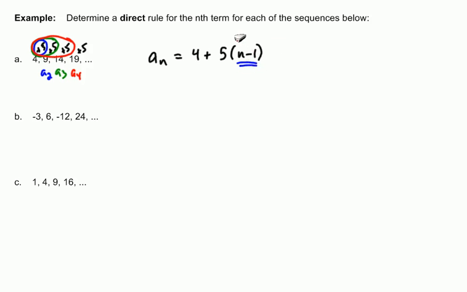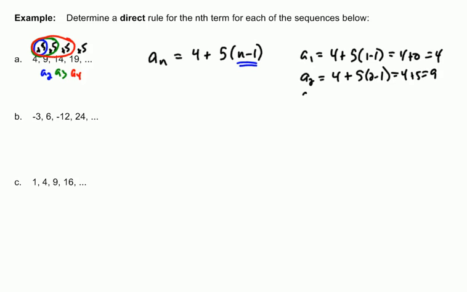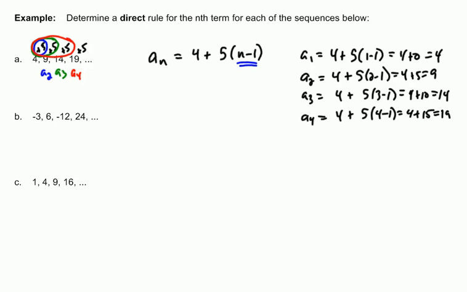Now let's test it out to see that this rule works. A sub 1 would equal 4 plus 5 times 1 minus 1, which would be 4 plus 0, which would equal 4. A sub 2 equals 4 plus 5 times 2 minus 1, which would equal 4 plus 5, which would equal 9. A sub 3 is 4 plus 5 times 3 minus 1, which would be 4 plus 10, which would be 14. A sub 4 equals 4 plus 5 times 4 minus 1, that's 4 plus 15, which would equal 19. And we should feel pretty confident that we do in fact have the right rule here.